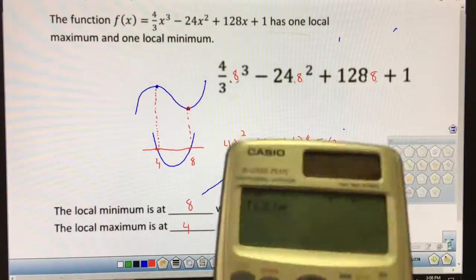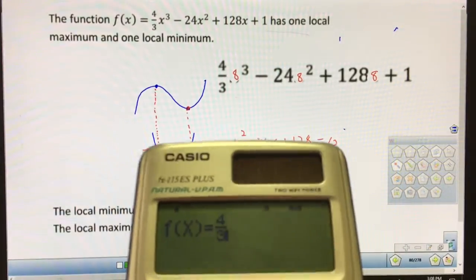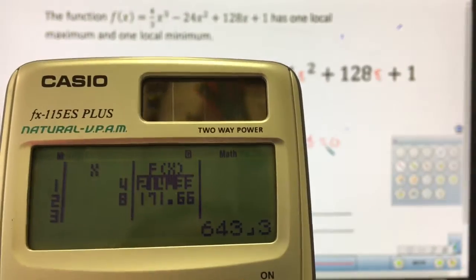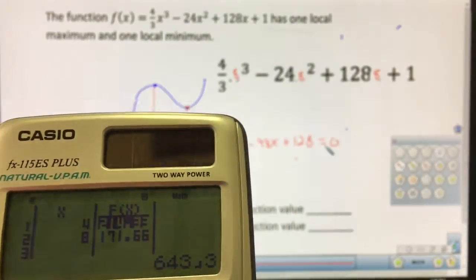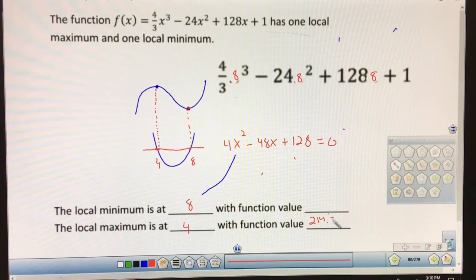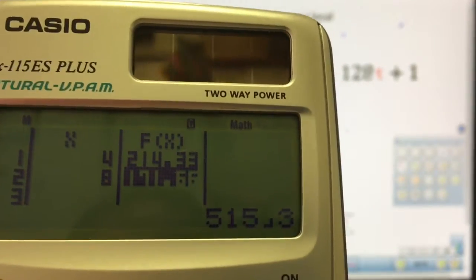I like to do mode 7, so I'm going to type in that equation. 4/3. I plugged it into mode 7, so the 4 value is 214.33. The 8 value, that's 171.66.